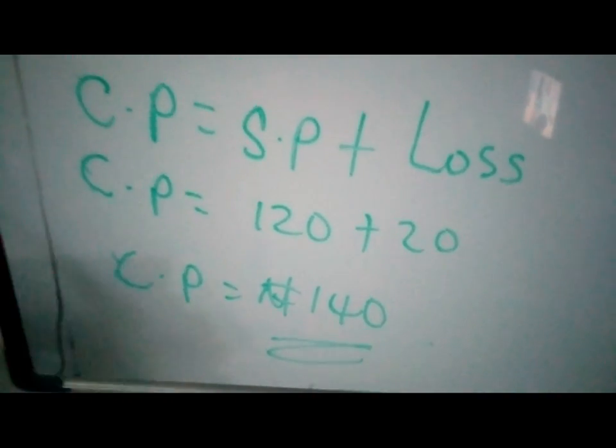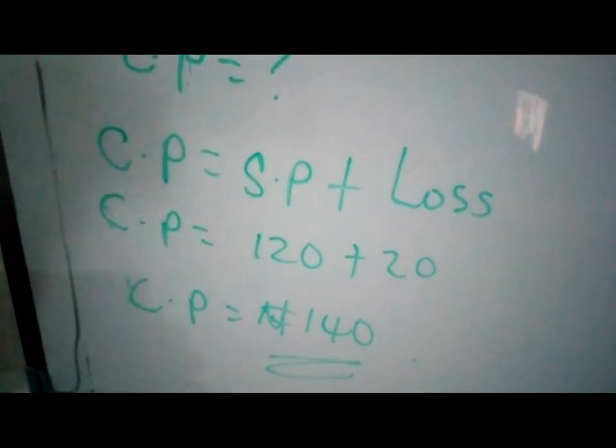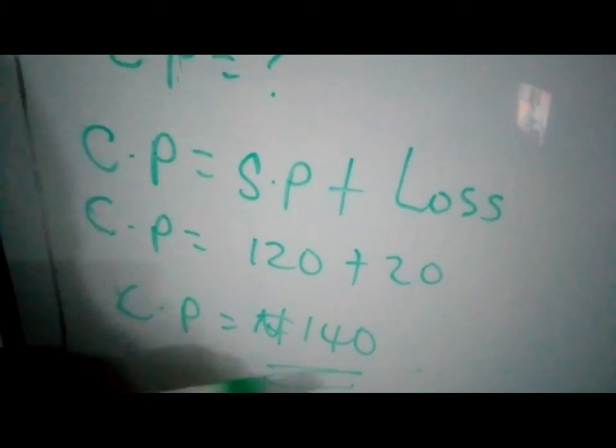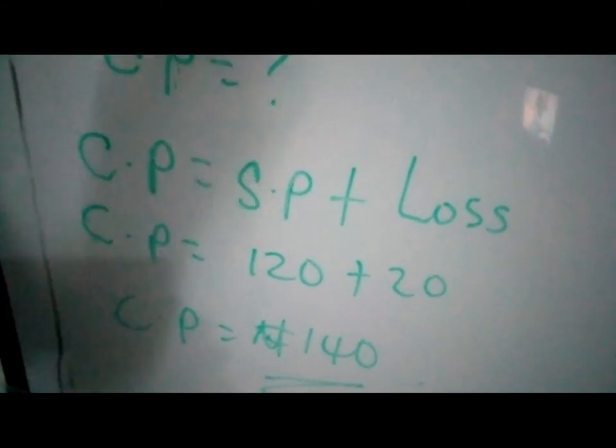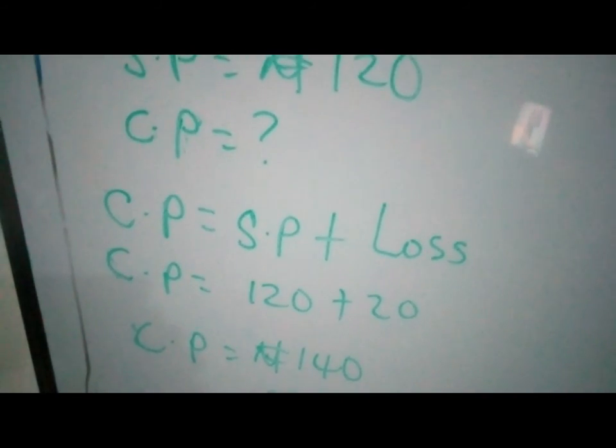And there's a way to check. How do you check? Don't forget, loss is CP minus SP. So if you do CP 140 minus SP 120, it will give you 20 naira, which is the loss.